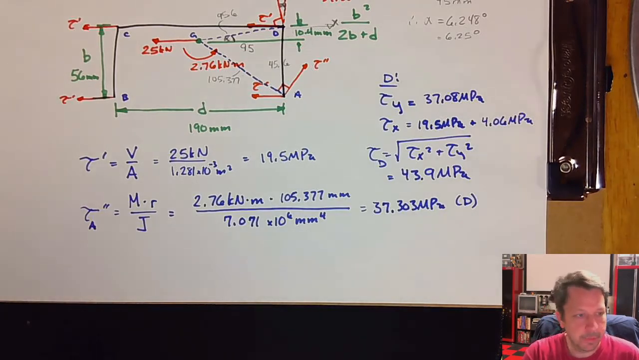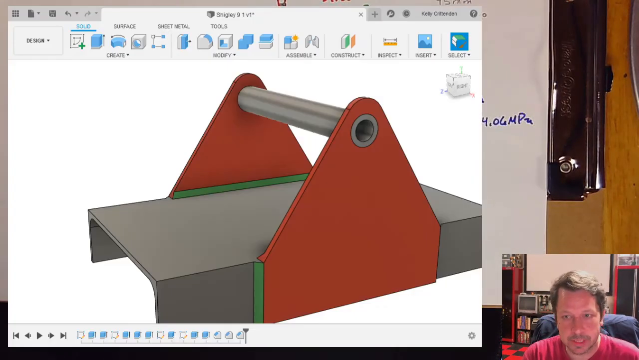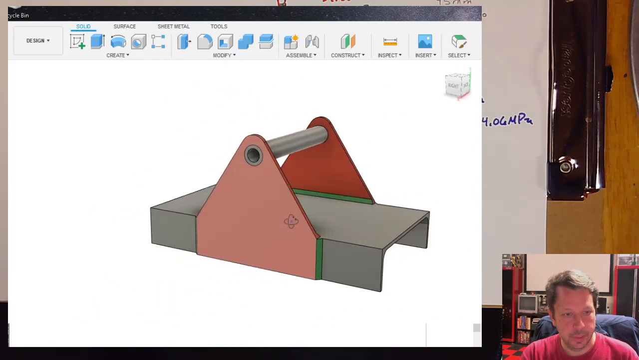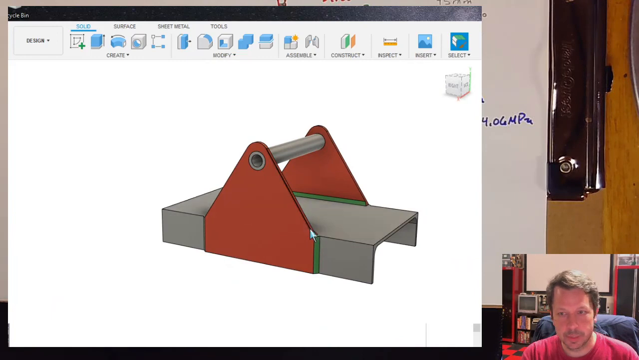And I'm going to pop up the model just one more time so that you can get a look at what we were talking about here. So the point that we're interested in is this point over in this corner over here as our likely candidate for failure, or at least the one that has the highest shear stress. It's not a terribly high shear stress, 44 megapascals, so it's probably safe.